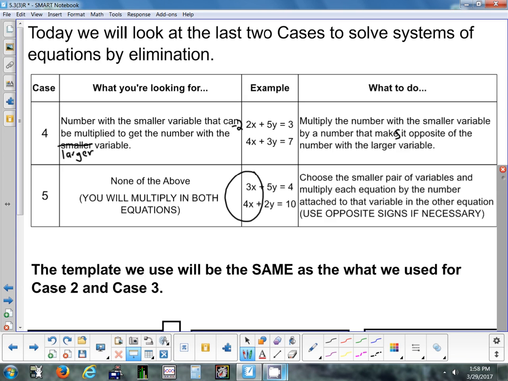You're going to multiply each equation by the number attached to that variable in the other equation. So I look at 3, right? 3's with x. What's with x in the other equation? 4. I would multiply the top by 4. In the bottom, 4 is attached to x. What's with x in the top equation? 3.